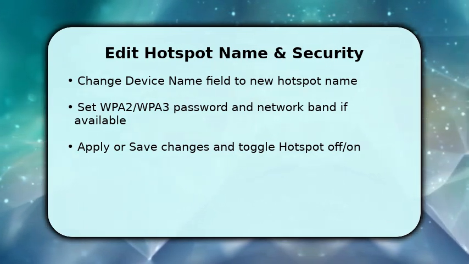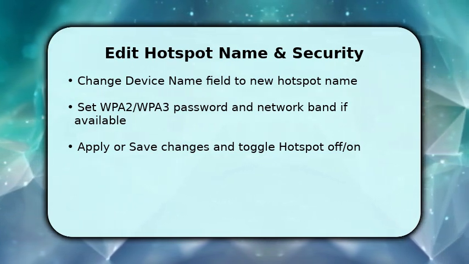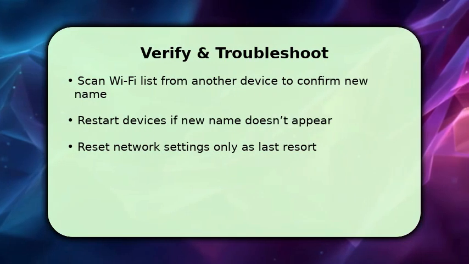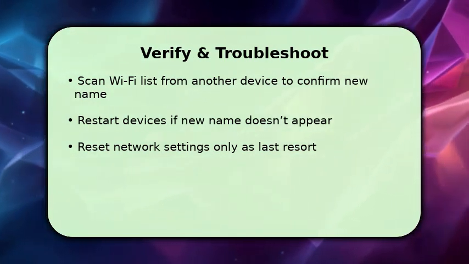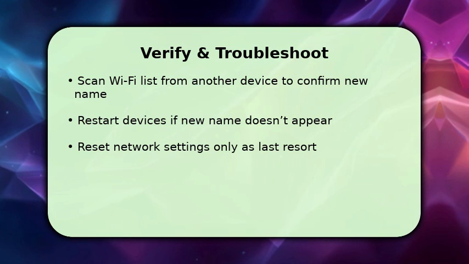After adjusting band or visibility options, save and toggle the hotspot off, and then finish by verifying the hotspot broadcasts correctly so your peers can join the renamed network. From a second device, scan available Wi-Fi networks and look for the new name. Connect using the updated password to confirm functionality.